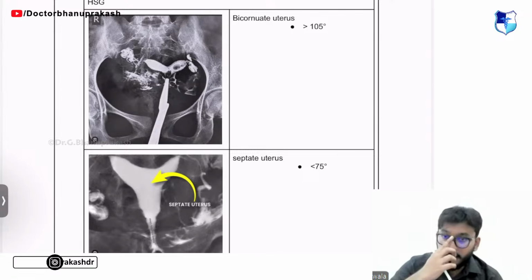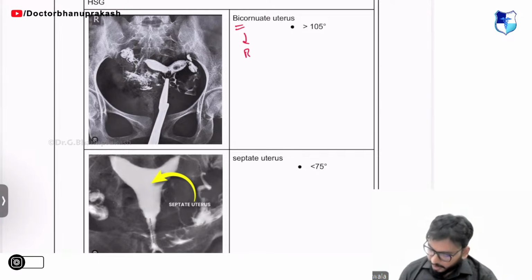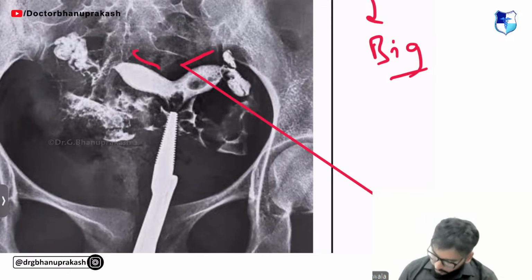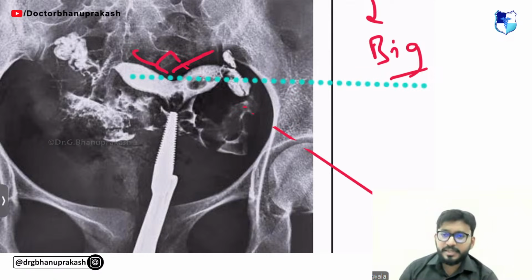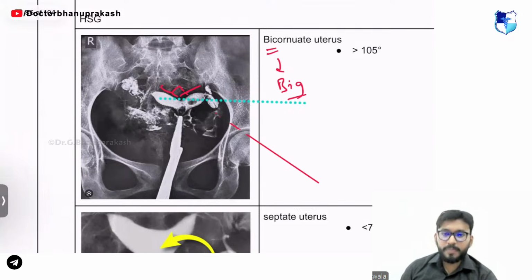Bicornuate and septate. How to differentiate? Bicornuate: remember, bi means big angle, bada angle. Look at the angle between the two horns. Do you think this angle is more than 90? Yes, it is more than 90, usually more than 100, 105. This big angle represents bicornuate uterus.